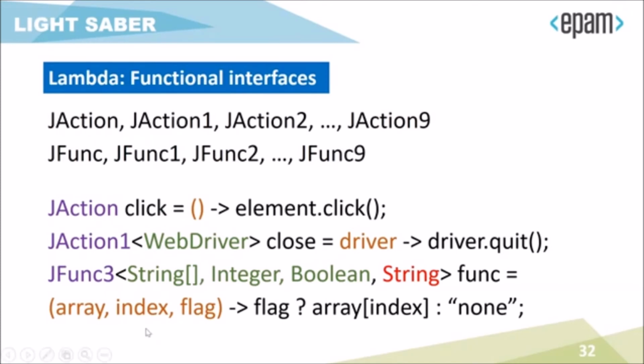Here are some examples. For example, you have some click method that can be changed during implementation, and you can just write JAction click and initialize it with different lambda expressions. This is the action with 1 parameter example, and the last one is the example with a function with 3 parameters.